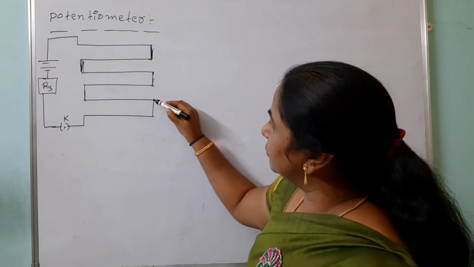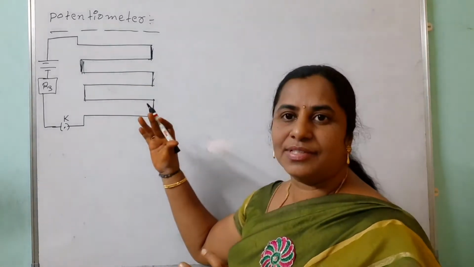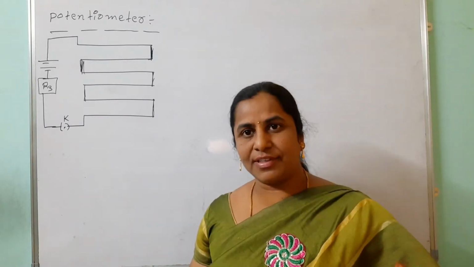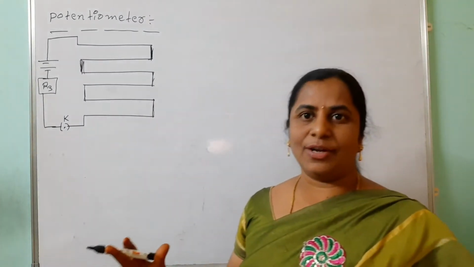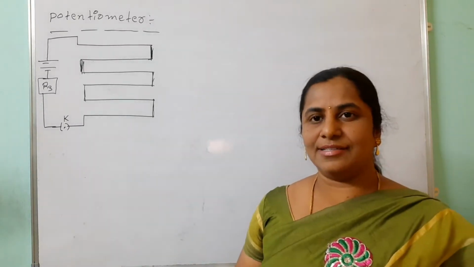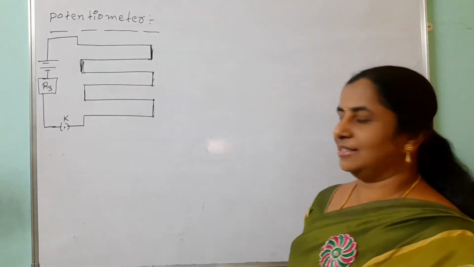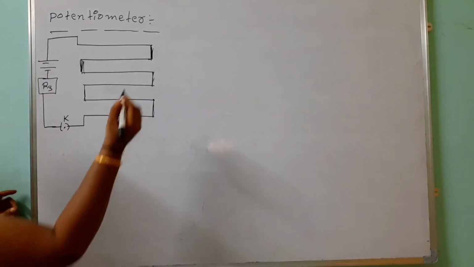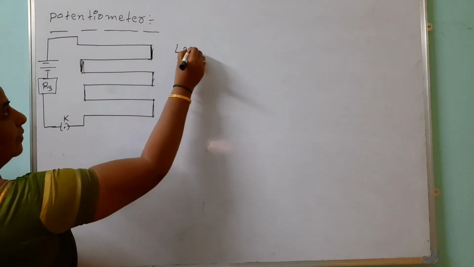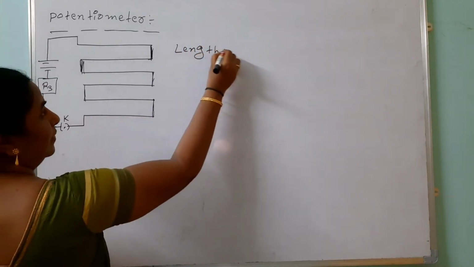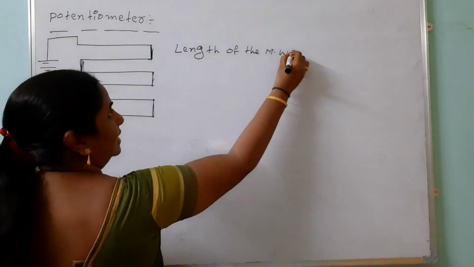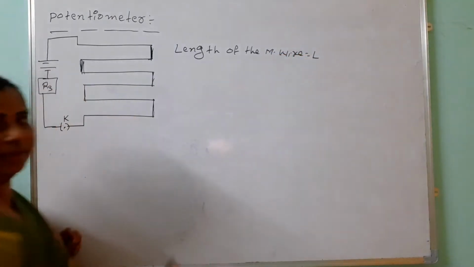You should observe this clearly, because this is the heart of this answer. When you know this, you can easily derive the expression for the comparison of the cells, one of the long answers, and the other part is to find the internal resistance. So come to our answer. Look here, the length of the manganese wire we should consider as capital L.